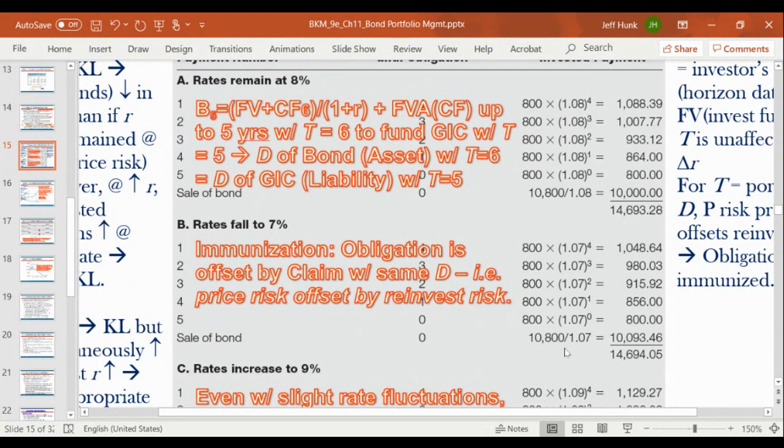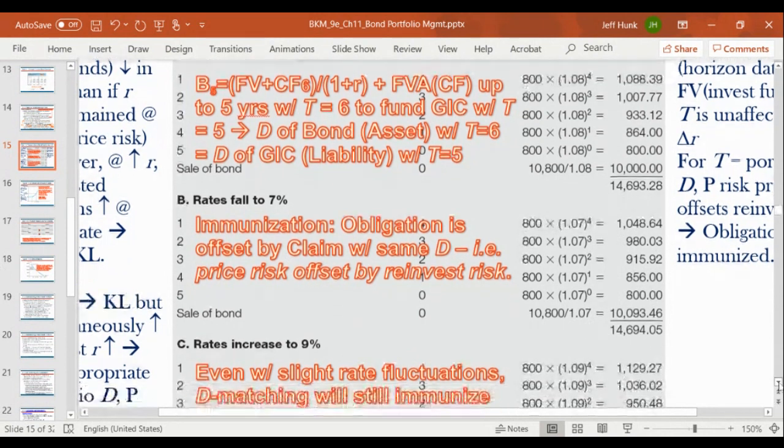And why? Well, because the terminal payment of 10,800 is discounted less. Although the future value of coupons is smaller, the terminal cash flow is discounted less, so they offset, right? Reinvestment risk offsets the price risk or interest rate risk, right?